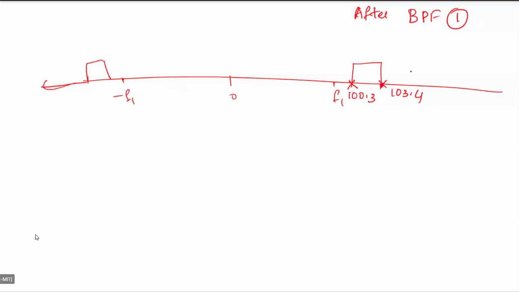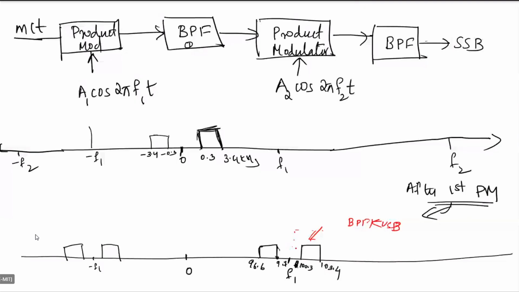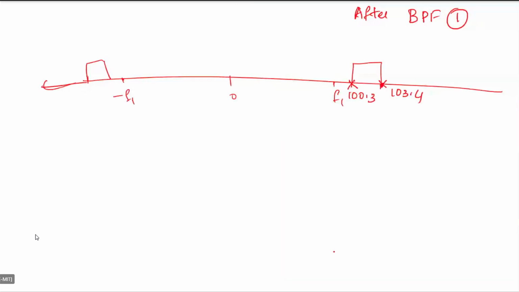How did we assume it? Is there a reason? I just assumed. Anyway, it is a bandpass filter. Either the upper or the lower band should be selected. It is a single sideband modulator, right? So the output should be an SSB. So either the upper sideband or the lower sideband should be selected. I just assume that I am selecting the upper sideband. So after the bandpass filter 1, I have this output.